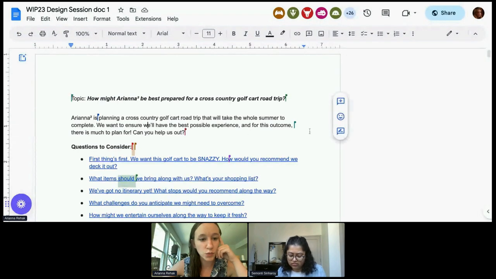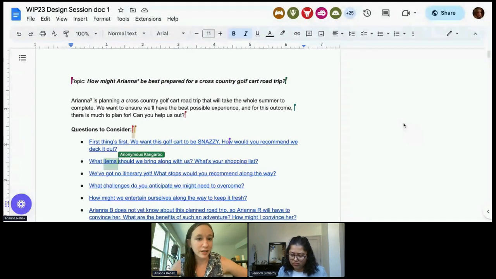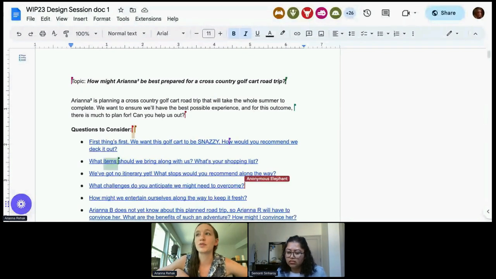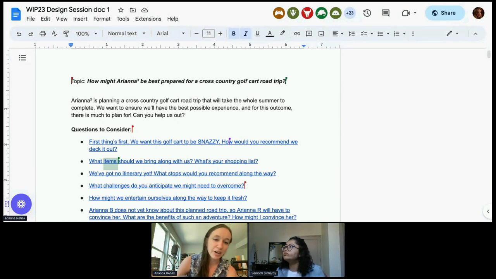The way this works, this question here is about the golf cart. It was inspired in part by a road trip I was on, but also because a year ago I got into a huge debate with a friend on whether it was legal and possible to do. So let's just assume yes to both. Our design session challenge today is: how might Arianna Squared be best prepared for a cross-country golf cart road trip? Arianna Rahak is my name, Arianna Black is the other, and together we are Arianna Squared.